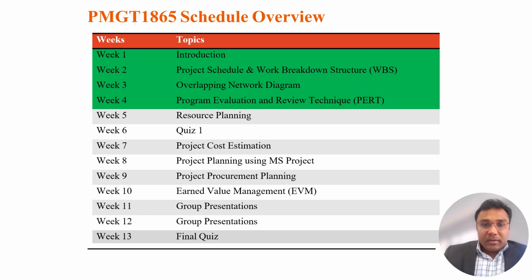Okay, now you're looking at the schedule overview. In week one, we covered project planning and project scheduling. In week two, we learned about work breakdown structure and the CPM, the critical path method. In week three, we did overlapping networks. Week four, last week, we did the program evaluation and review technique. And this week, we'll look into resource planning.